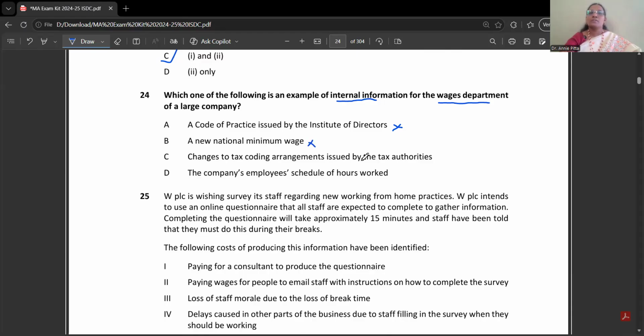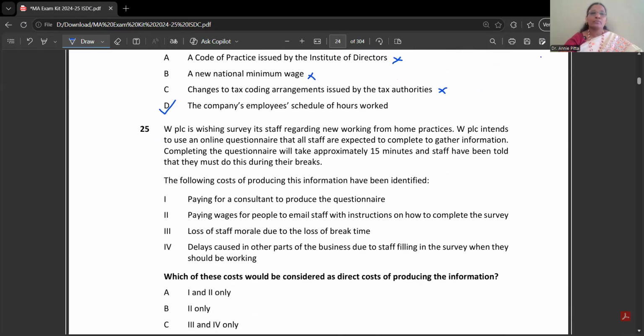Changes to tax coding arrangements issued by tax authorities. This has to do with tax authorities, an external entity not connected to wages. Then the fourth one talks about the company's employees' schedule of hours worked. Depending on the number of hours worked, they would be calculating the wages to be paid to the workers. So this is completely the work of the wages department of an organization. So we choose D as the right answer.